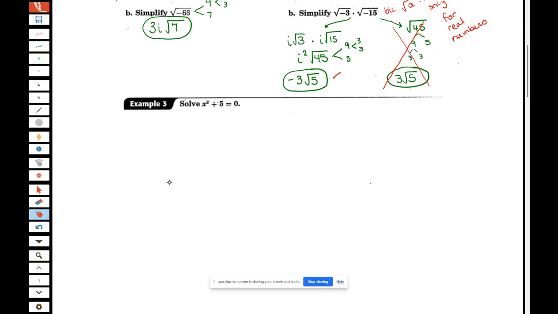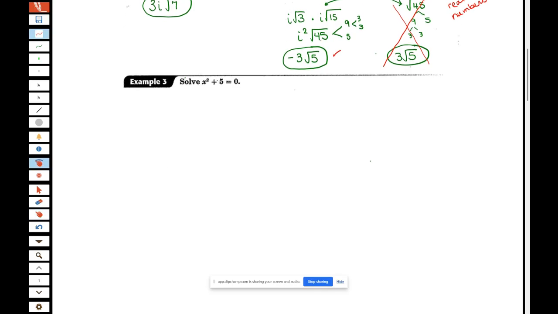Okay, Example 3. We are going to solve this equation. Well, x squared is equal to negative 5 if you subtract 5 on both sides. And then we need to take the square root of both sides.